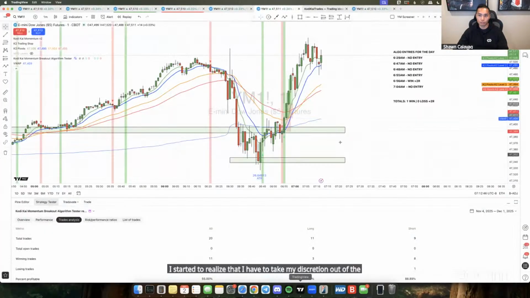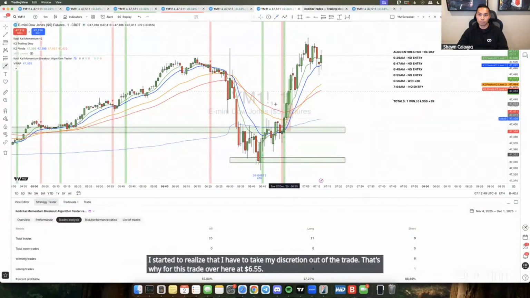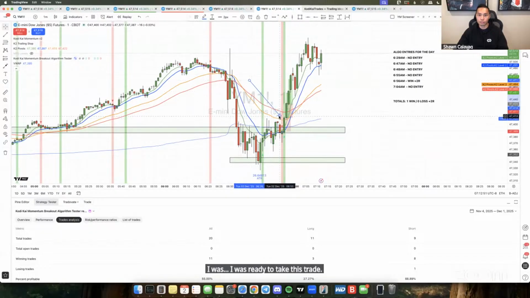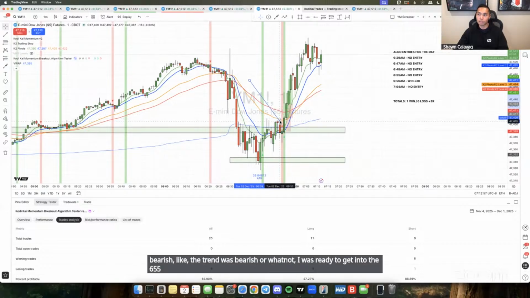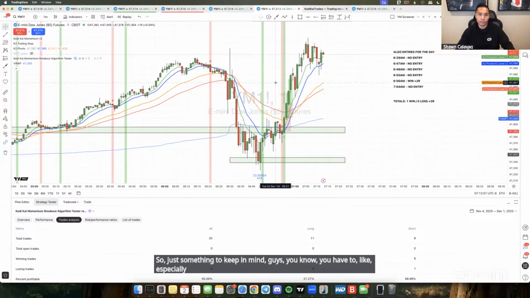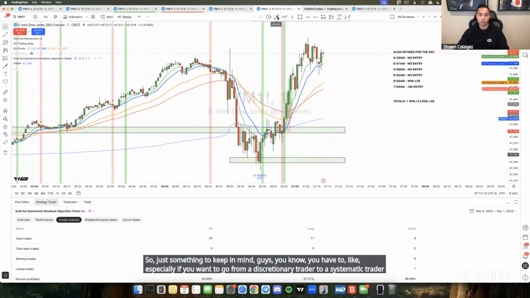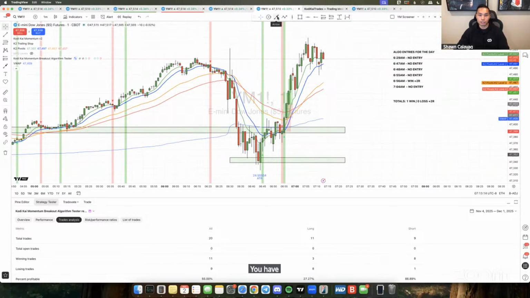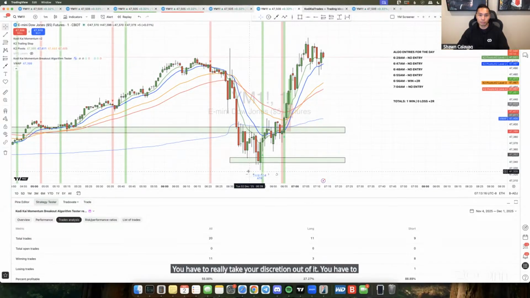That's why for this trade over here at 655, I was ready to take this trade, right? I didn't care if the trend was bearish or whatnot. I was ready to get into the 655 entry, but because the sell signal came up, I decided not to, well, I didn't decide not to take it, I just didn't take it. So just something to keep in mind, guys. Especially if you want to go from a discretionary trader to a systematic or quant style trader, you have to really take your discretion out of it. You have to go based off the numbers and the probabilities.